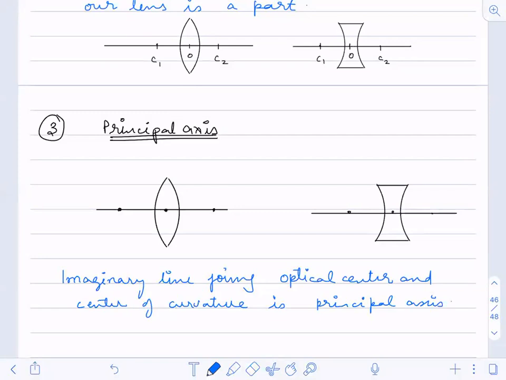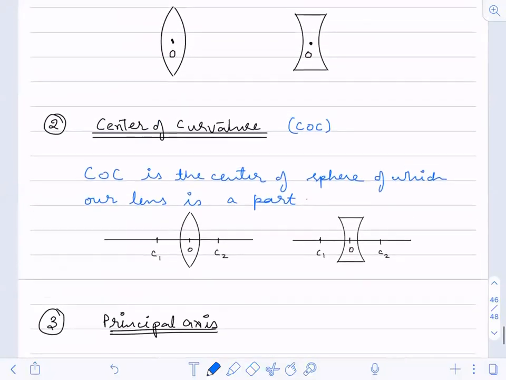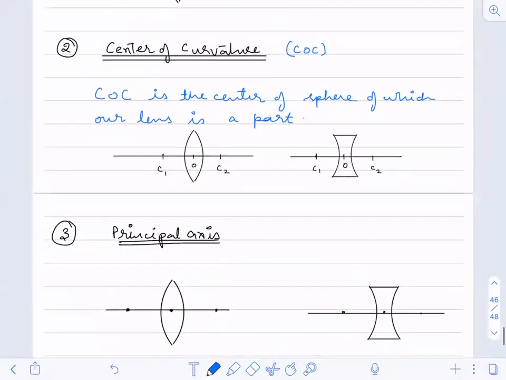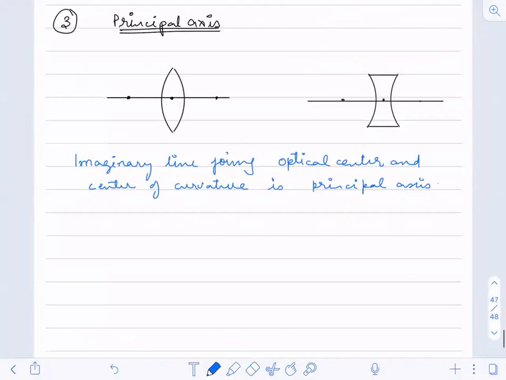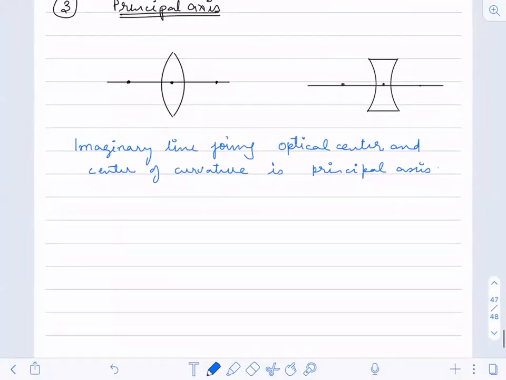Now we have completed 3 topics, which are optical center, center of curvature, and principal axis. Focal length I will take afterwards, not now. The fourth point, which is also very important, is called the radius of curvature.